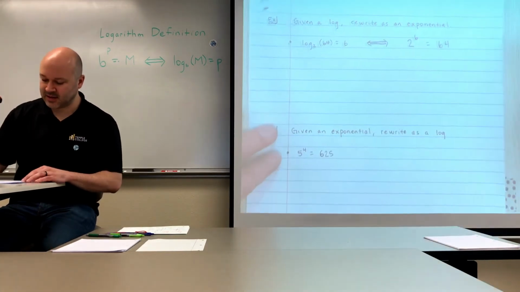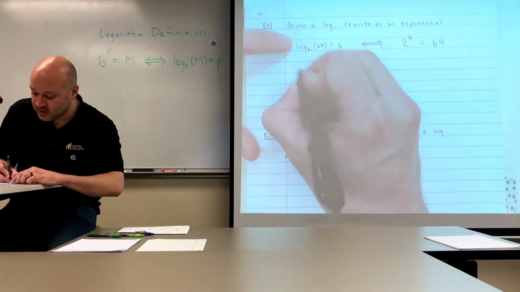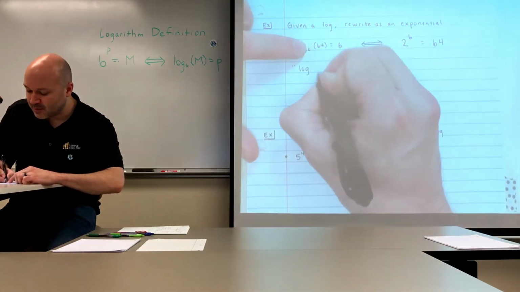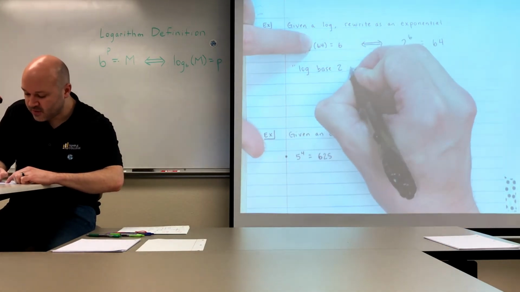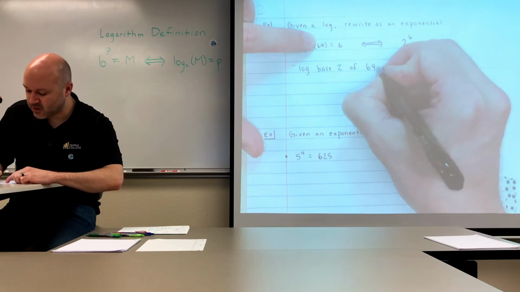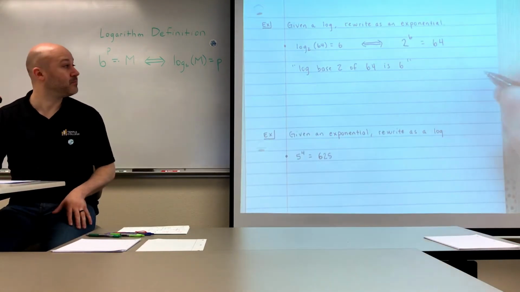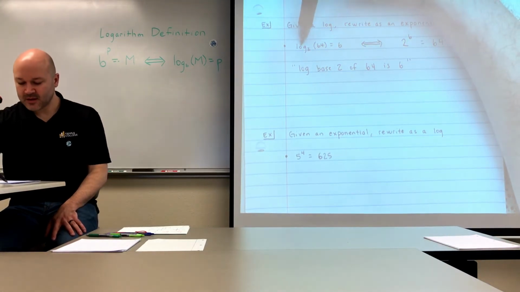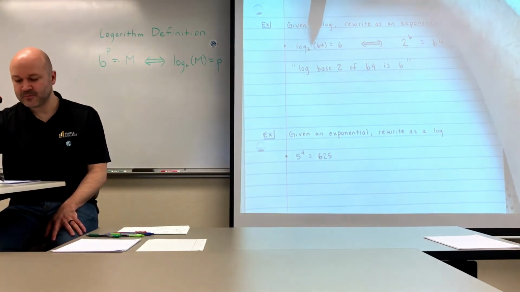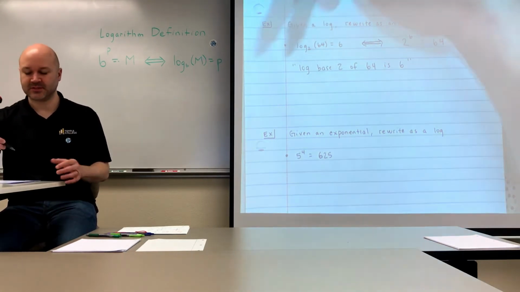So something I know to be true, I can rewrite in logarithmic form. We say in English, these symbols right here, log base 2 of 64 is 6. Practice that. Log base 2 of 64 is 6, or is equal to 6.